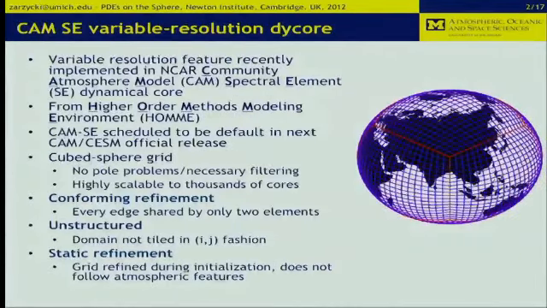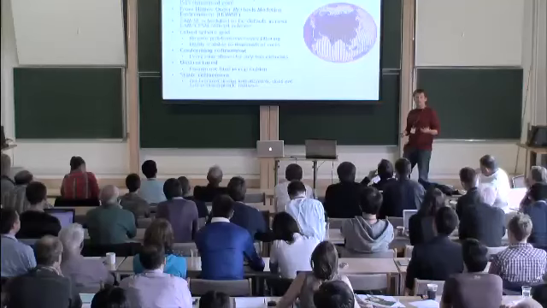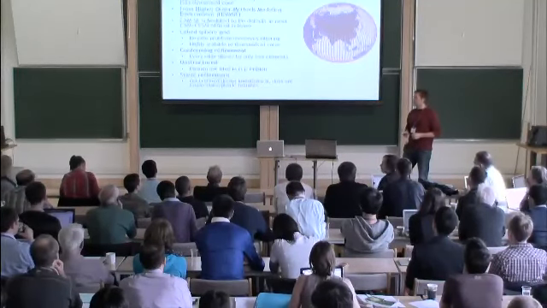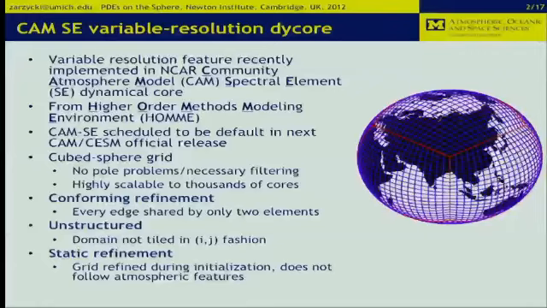So variable resolution feature, it's been recently implemented in NCAR's community atmosphere model, in particular the spectral element dycore, and that's going to be CAM-SE. CAM-SE is actually scheduled to become the next default dycore in the upcoming release of CAM-CESM, the official release version. It's on the cube sphere grid, so we don't have to worry about any polar problems that we'd see with the standard lat-long grid, so we don't require any special filtering. And the really nice thing about the spectral element core is that it's highly scalable to 2,000s of cores.